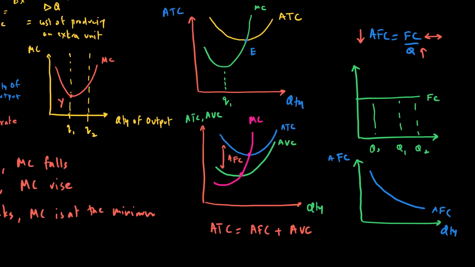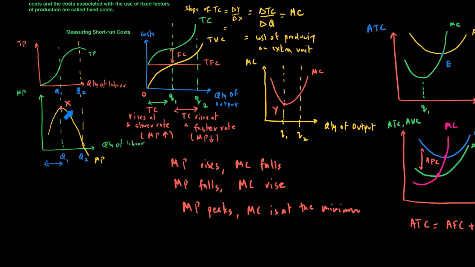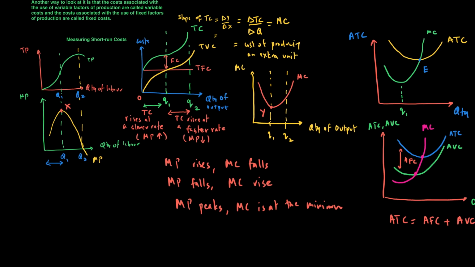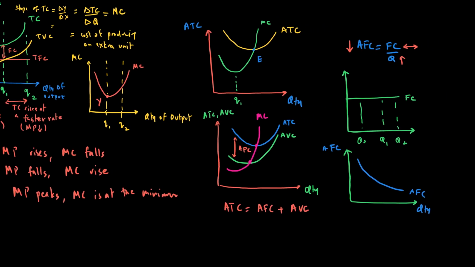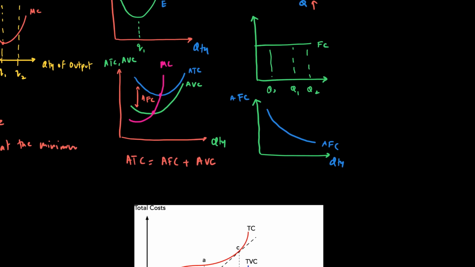Just a recap of another concept: when MP rises, MC falls. When MP falls, MC rises, again because of the law of diminishing marginal product. Probably the law of diminishing marginal product is the most important concept when it comes to cost and production.